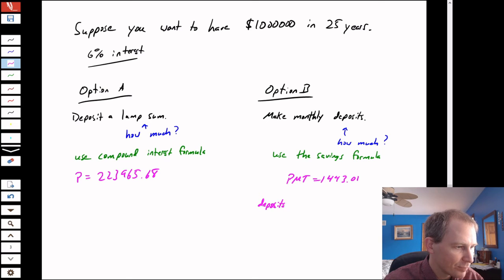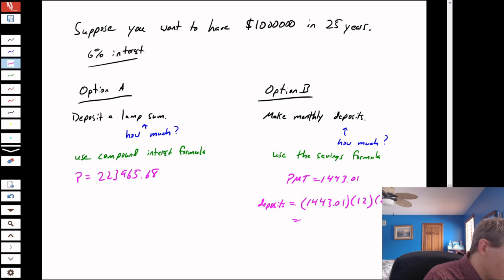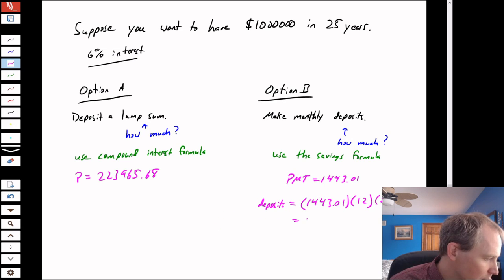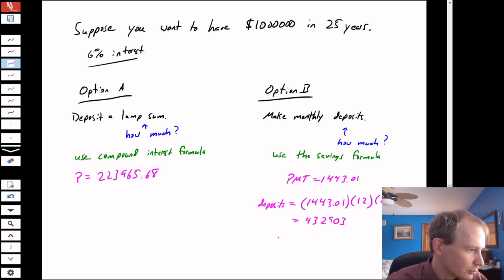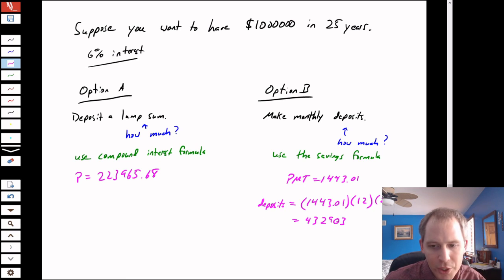So if I look at my deposits, $1,443.01, 12 times a year for 25 years, I have to contribute a total of $432,903. So it takes about twice as much, and that shouldn't be too much of a surprise because half of my money's getting interest early on and half of it's not. It's not quite like that, that's a bit of an oversimplification, but the idea is that I'm getting more interest when all of my money is getting interest from the beginning. Okay. I think that's it for the savings formulas.